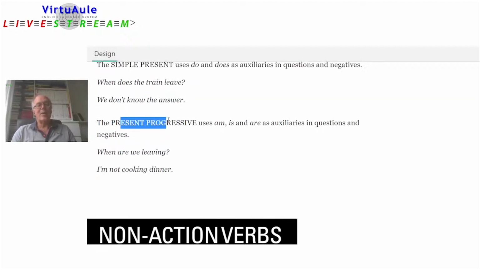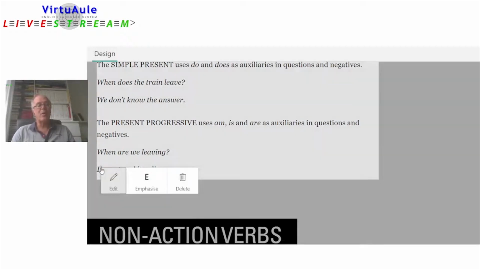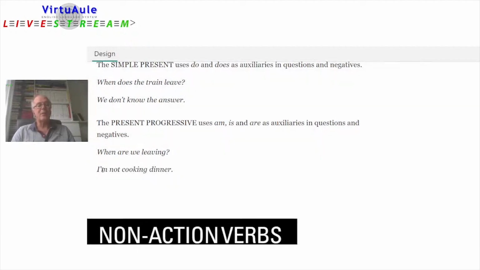Instead, the present progressive uses am, is, and are as auxiliaries, and so you can just make the negative with not, and you can just change the order. So, when are we leaving? When are we leaving? Here's the auxiliary. I am not cooking dinner. We can just use not with the auxiliary I am. I am not cooking dinner.